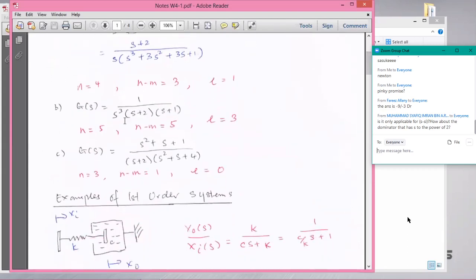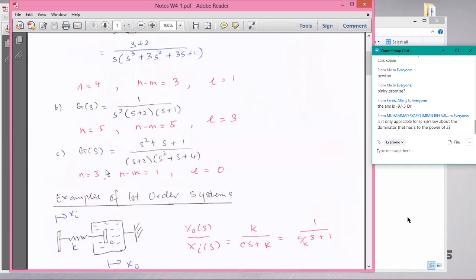Okay, so let's go to B. So this is 5th order. The highest power of S in the denominator is 5. The rank is also 5 because there is no S in the numerator, S raised to the power of 0. So 5 minus 0, you get 5. And the class of the system is 3. See the single S raised to the power of 3. So that is your class 3.